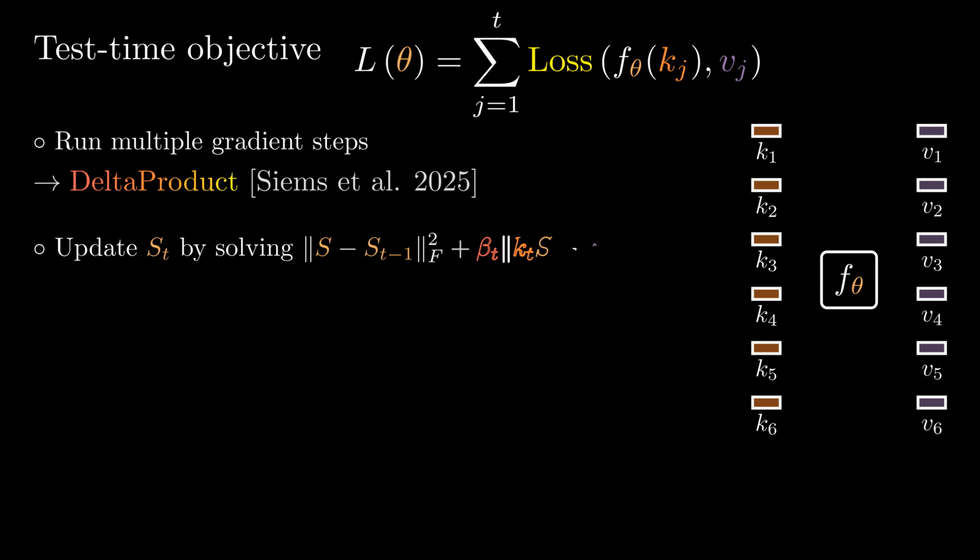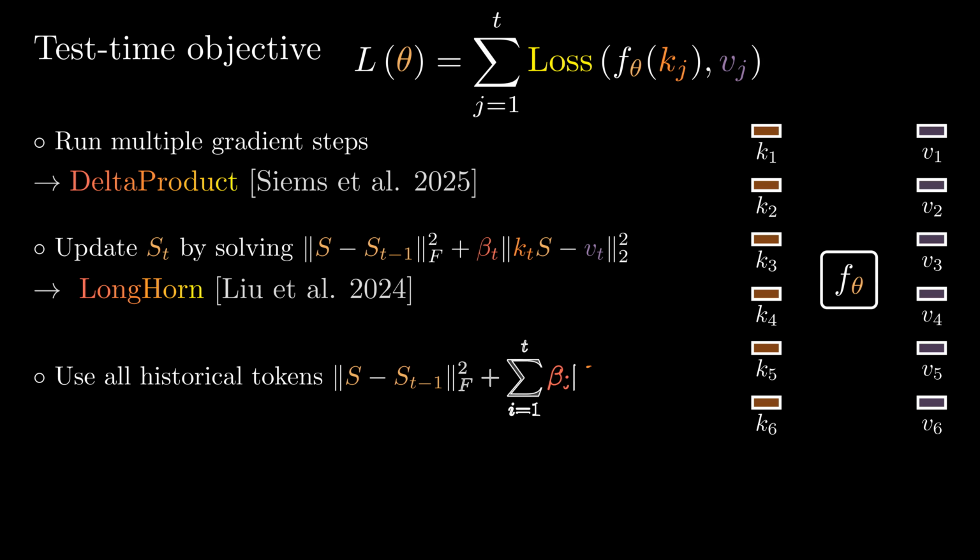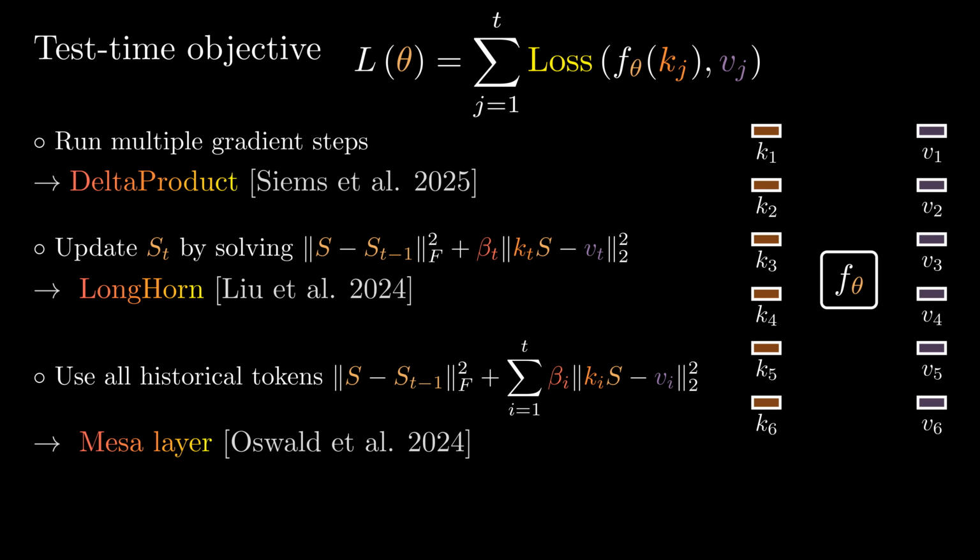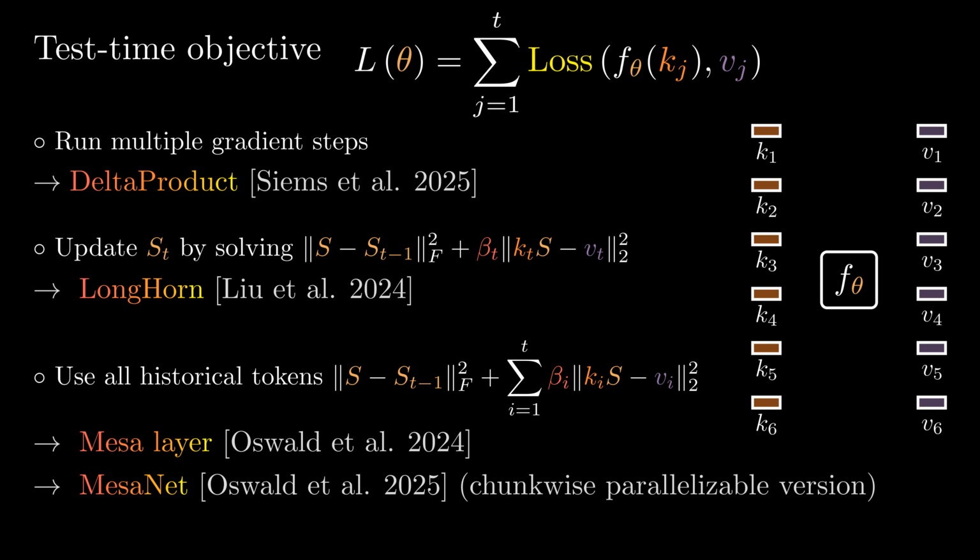Instead of updating one key-value pair per step using recursive designs, Longhorn derives a closed-form update rule from online learning objectives. But both DeltaNet and Longhorn focus exclusively on the prediction error of the current token. MesaLayer, in contrast, considers the prediction errors across all previous tokens. It is later extended to MesaNet to enable chunkwise parallel training.